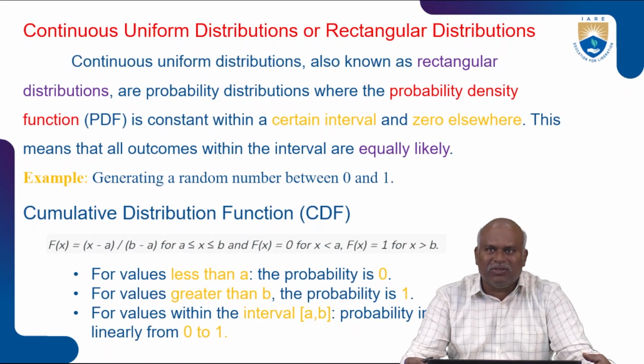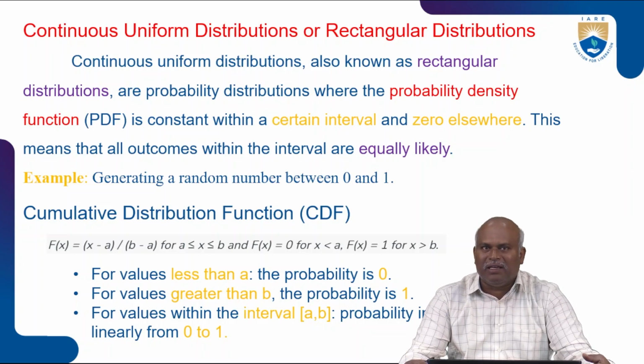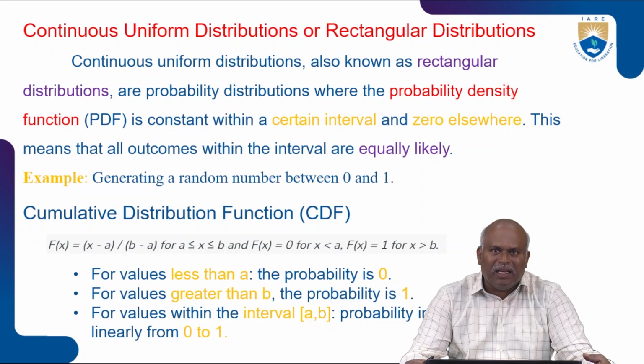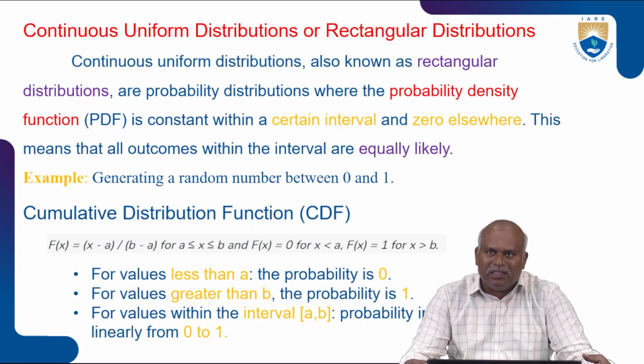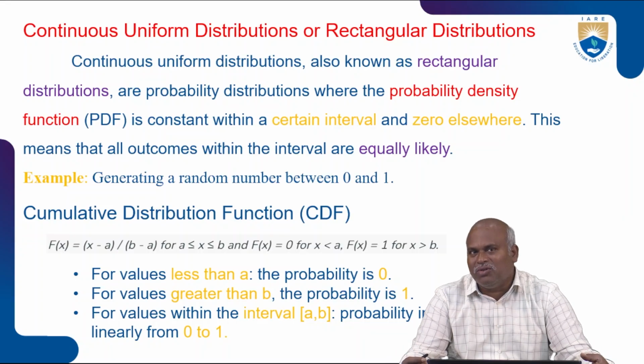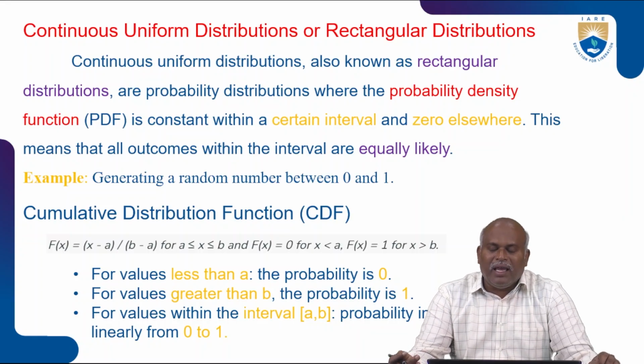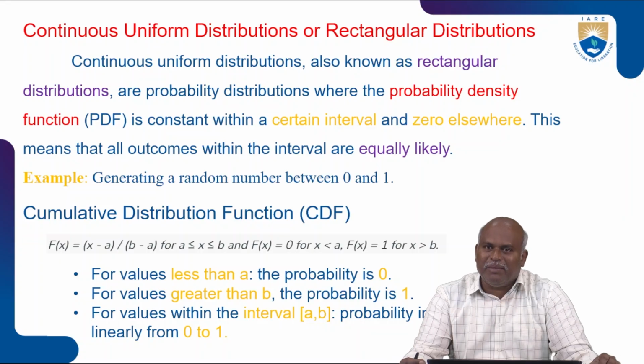Next one is the continuous uniform distribution, or rectangular distribution. We call it the rectangular distribution. It is a probability distribution where the probability density function is constant within a certain interval and the remaining part is equal to 0. This means that all outcomes within the interval are equally likely. Its example is generating a random number between 0 and 1.